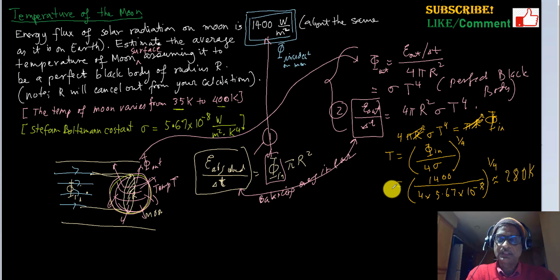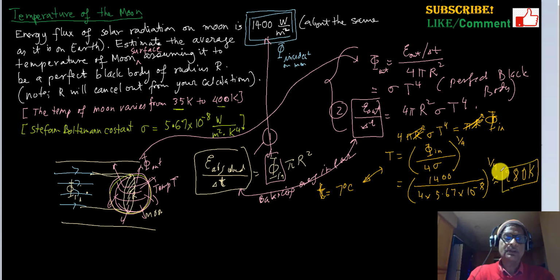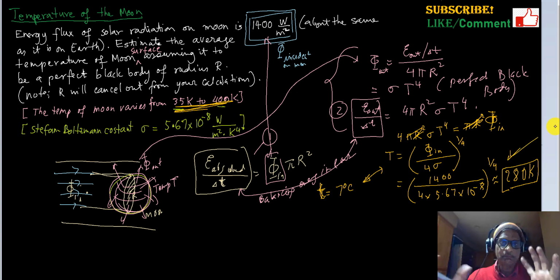So this temperature, which turns out to be 7 degrees Celsius, or 280 K, is in the middle of the range, so it's a kind of reasonable answer. You can see how broad the assumptions we made were, but we got a pretty reasonable answer.